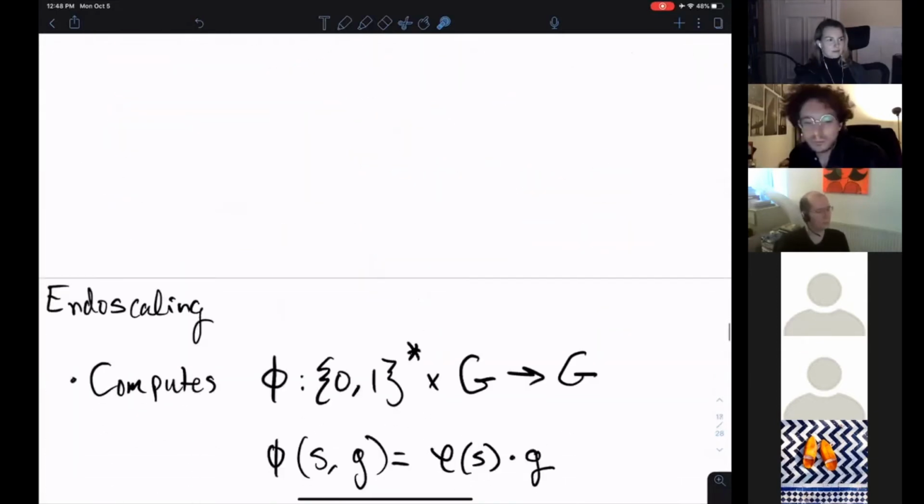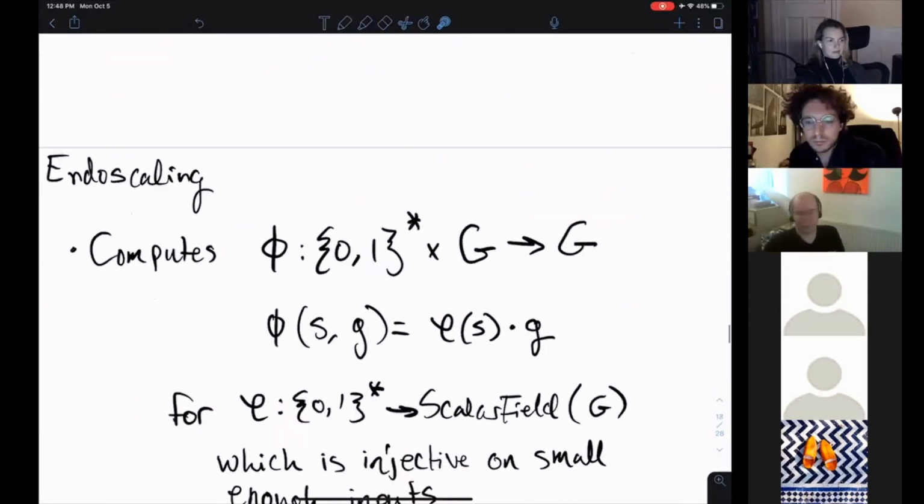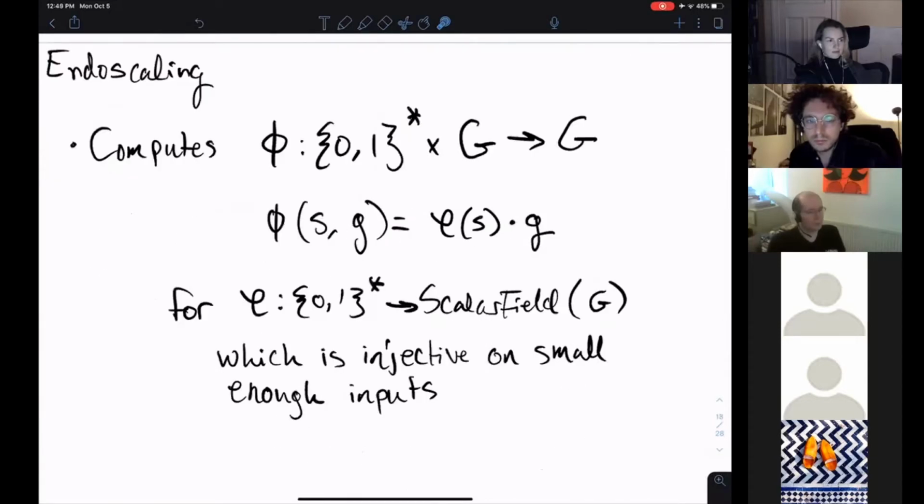Cool. So let me tell you a bit about this endoscaling technique, because I think it's really useful. This is something that Sean and Dara, and I'm not sure who else, came up with. People used to spend a lot of time using curve endomorphisms to speed up scalar multiplications and so on, but it's really useful inside of circuits.